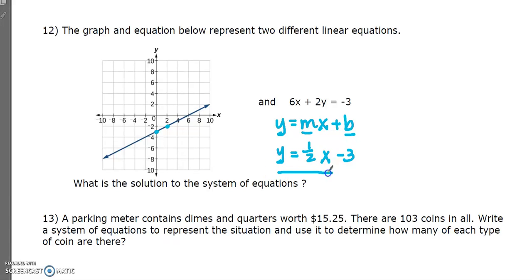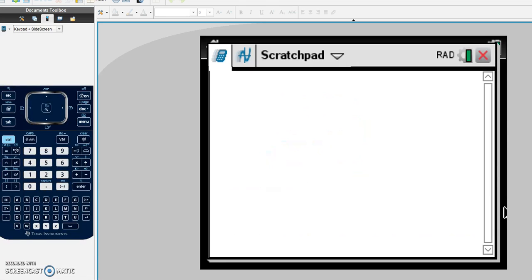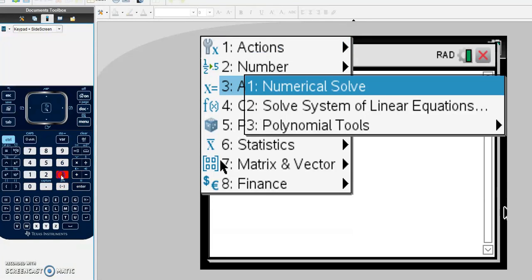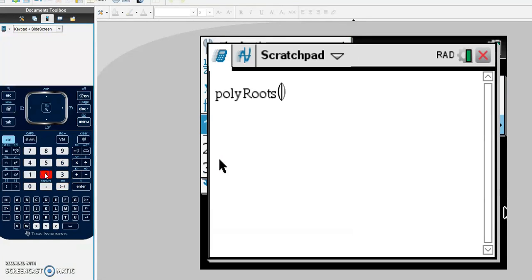So now I have this equation, and I have this equation, and I'm going to put both these 2 equations in my calculator and see how I do. Okay, so we're at Scratchpad. Let's go. We went to Menu, and then 3 and 2.